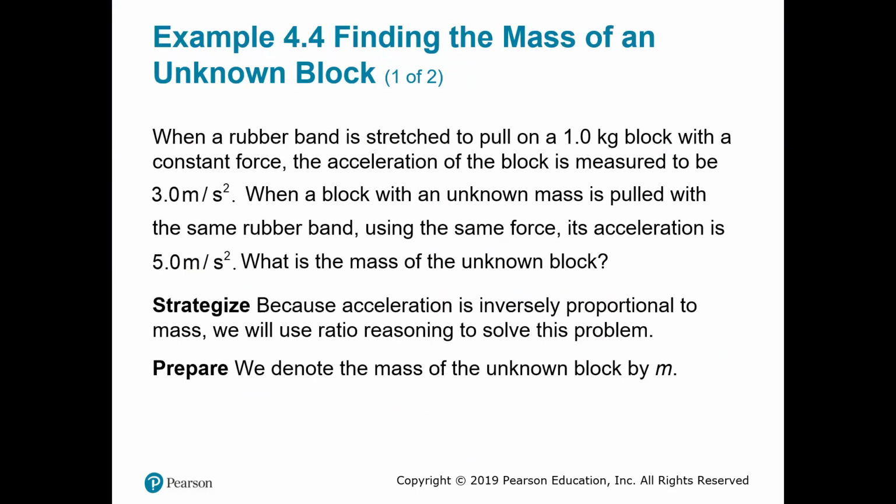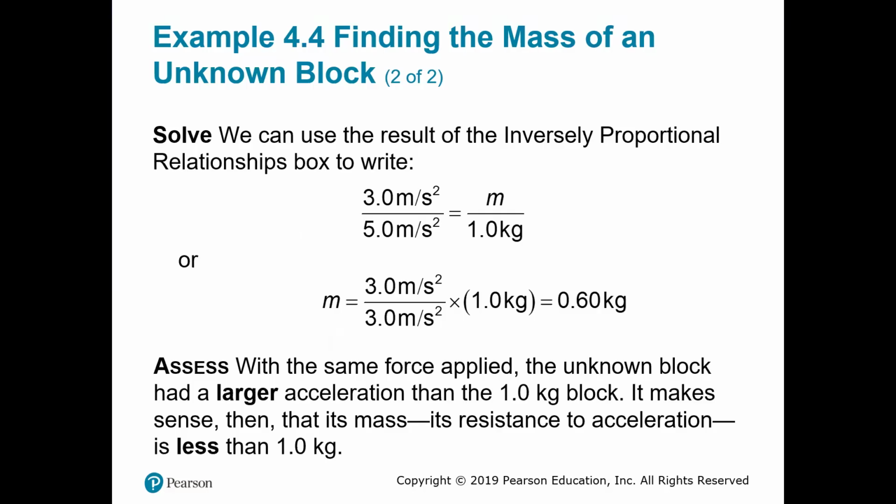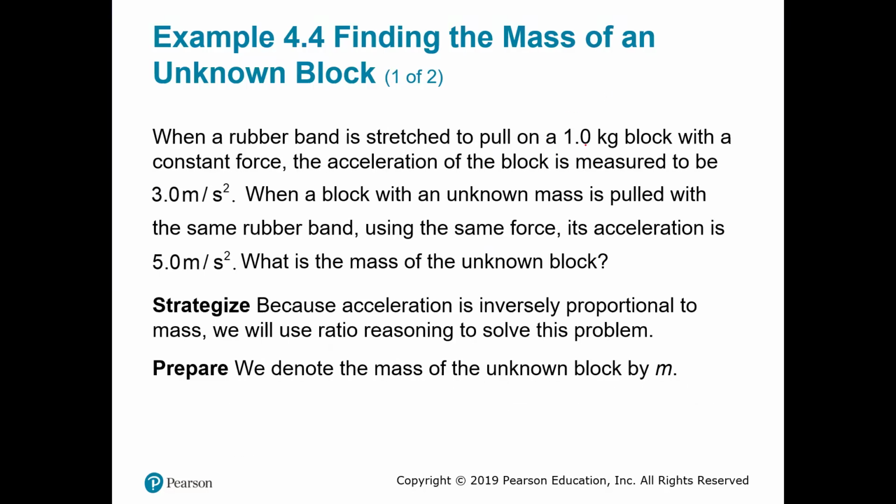And then finding the mass of an unknown block. A rubber band is stretched to pull a 1 kilogram block with a constant force. The acceleration of the block is measured to be 3 meters per second squared. So now we have three things: mass, a constant force, and acceleration of 3. When a block with an unknown mass is pulled with the same rubber band, the rubber band applies the same force, and its acceleration is 5 meters per second squared. So what is the mass of the unknown block?